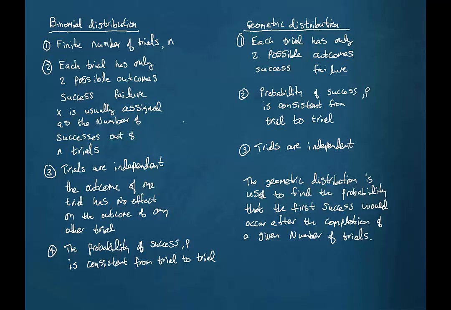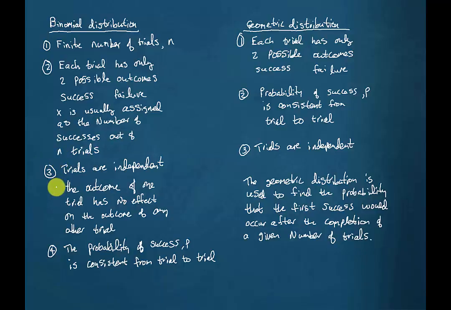Let's make sure that we understand the difference between the binomial distribution and the geometric distribution. The binomial distribution is characterized by, 1, a finite number of trials, and we'll call that number of trials n. Each trial has only 2 possible outcomes, and we'll call those outcomes a success and a failure. X is usually assigned as the number of successes out of n trials.